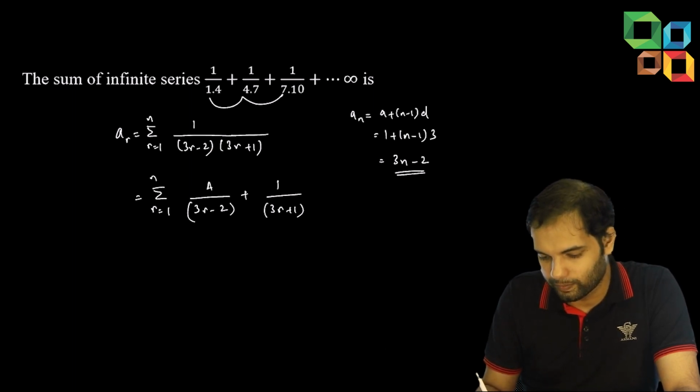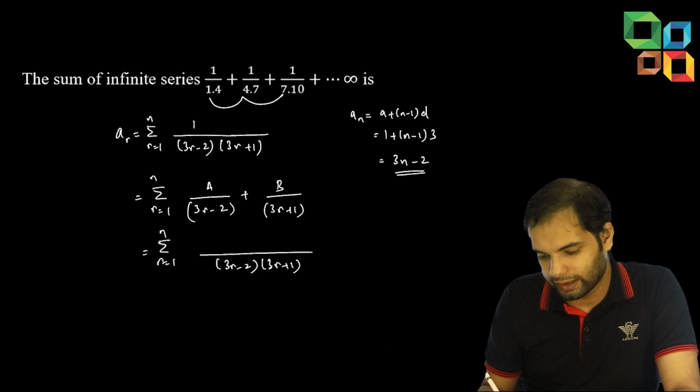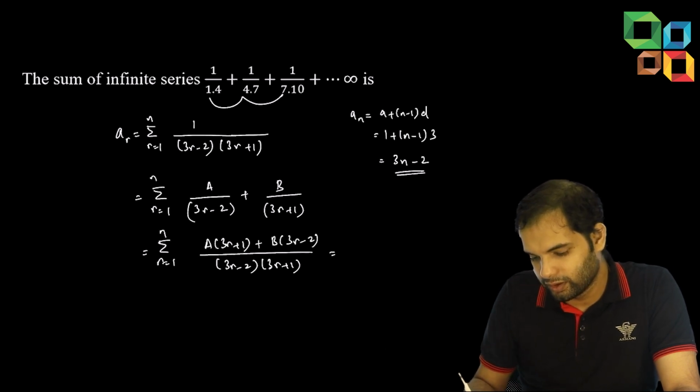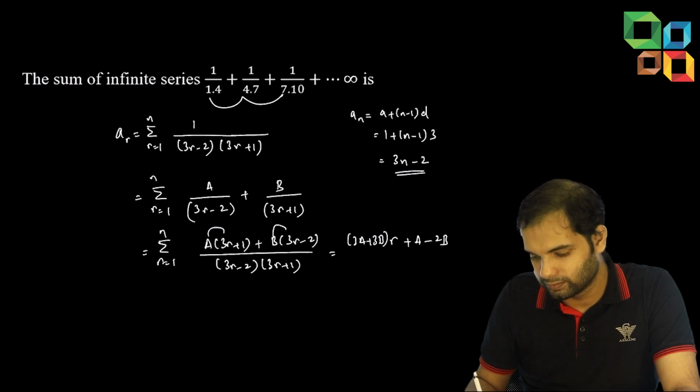So A plus B. Okay. We'll take the LCM, r is equal to 1 to n. While taking the LCM, 3r minus 2 into 3r plus 1. So taking the LCM, A into 3r plus 1 plus B into 3r minus 2. Simplifying the numerator, combining r terms: this is 3a and this is 3b. So r into 3a plus 3b. Combining the constant terms, it is a minus 2b. That's it. The denominator remains the same.